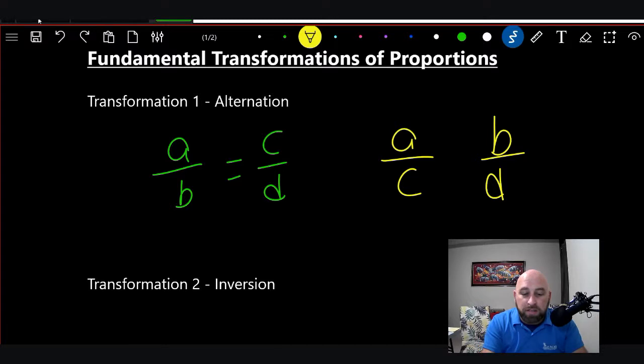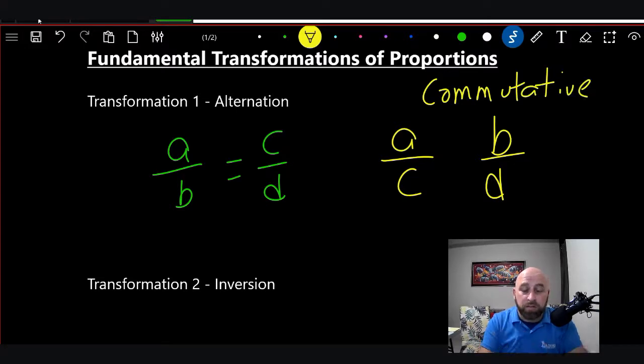But what I can't do, I always would have to have the means equal the extremes, right? And why does this work? Well, it's commutative. What does commutative mean? It means we can switch things around. 2 times 3 equals 3 times 2, right? We can switch those around.